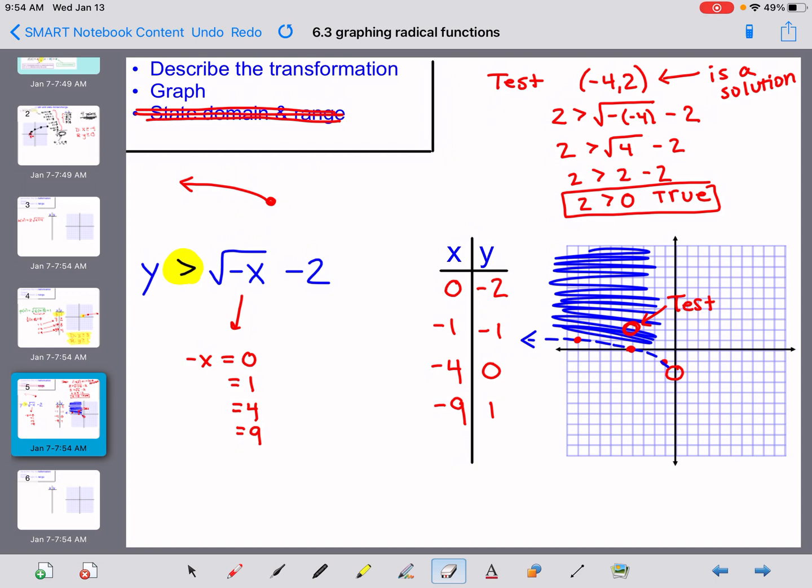Square root functions with inequalities, pretty straightforward. Greater than, we shade above it. Less than, we shade below it. If we have an equal to sign, all that changes is that we have a starting circle that's a closed circle, and then a solid line when we connect the dots. But a test point is good just to verify, a good double check. But greater than is above, less than is below.